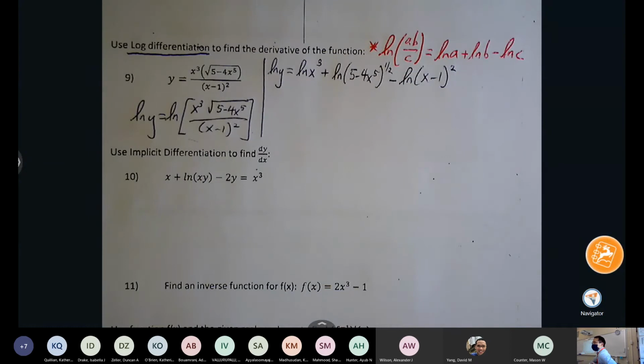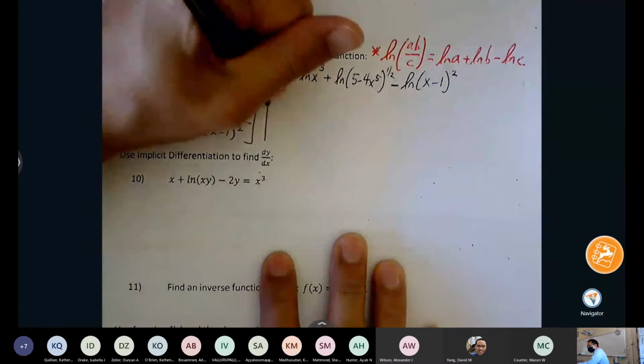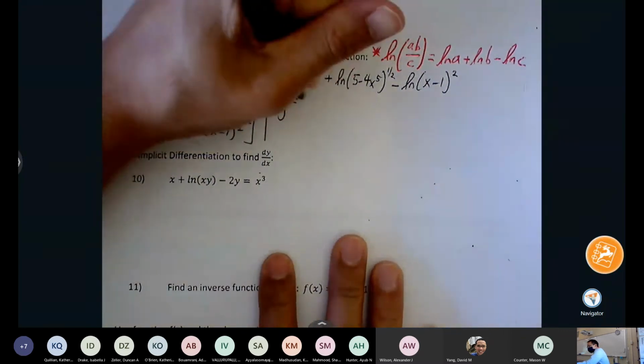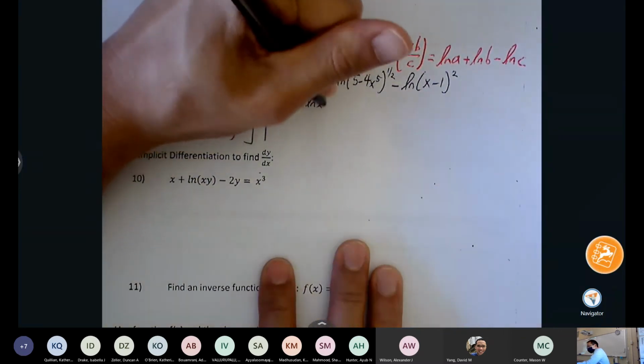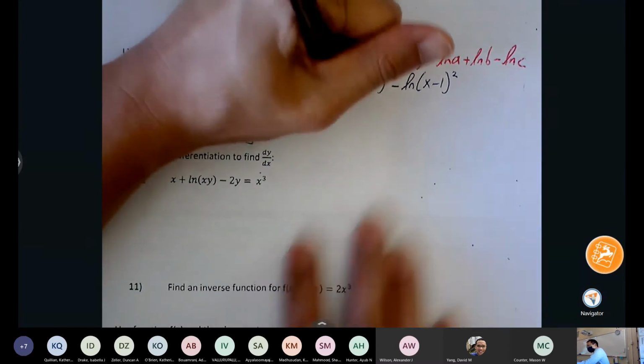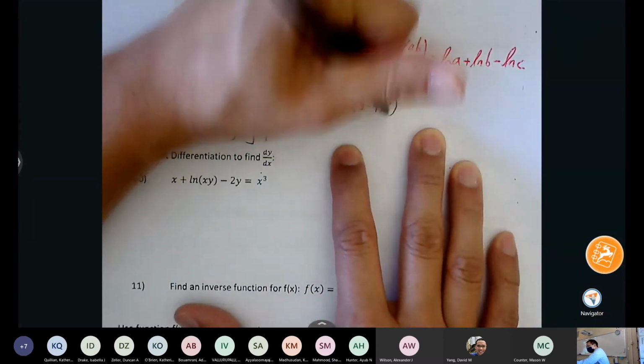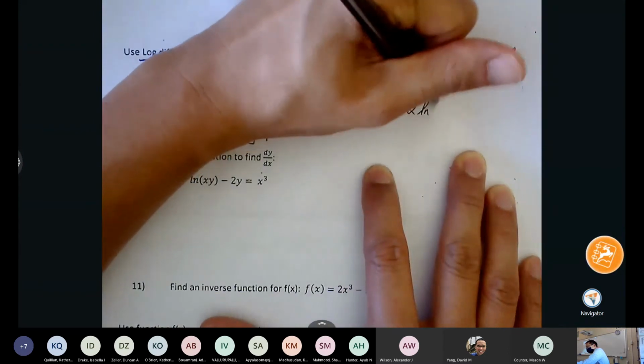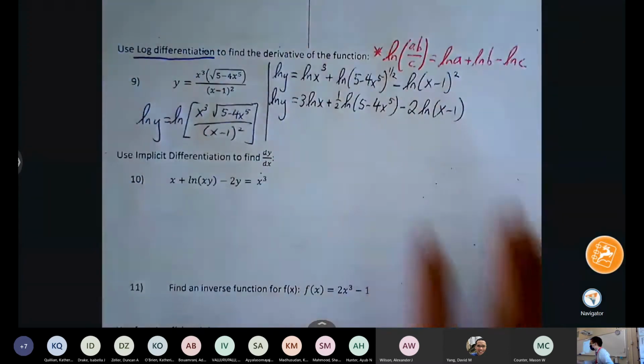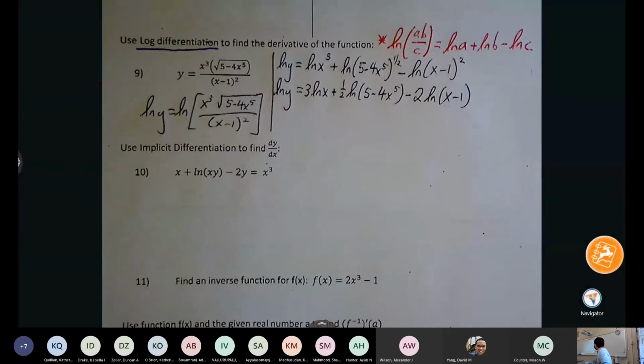Exponents can now come down, right? We still want to expand. We don't want to do the derivative, not yet, not quite yet. Every term is expanded as much as we can.